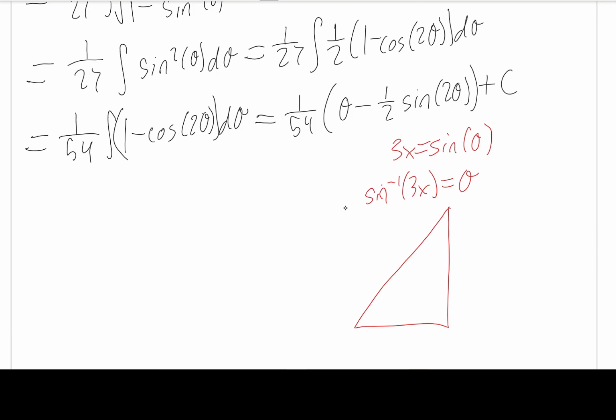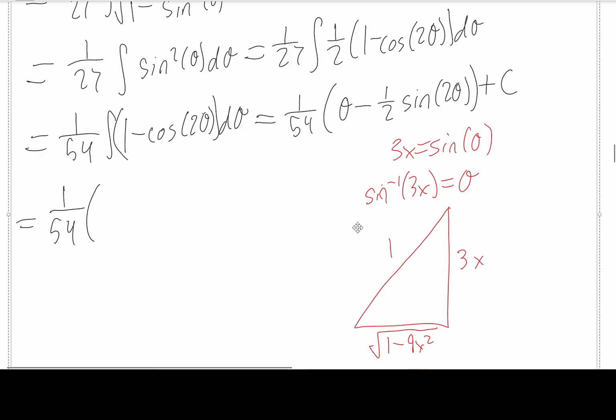So sine, that's going to be opposite over hypotenuse, so I should have 3x over 1. And then this should be the square root of 1 minus 9x squared. Okay. So then our integral is going to be equal to 1 over 54 times theta, which is sine inverse of 3x, minus, so we have this sine 2 theta.